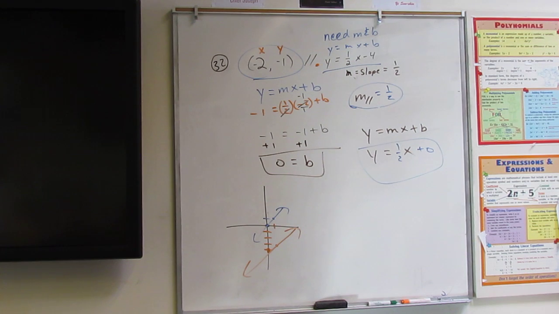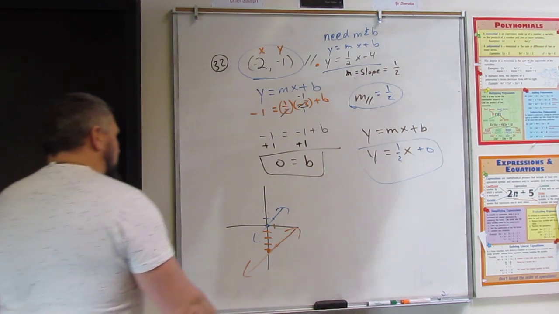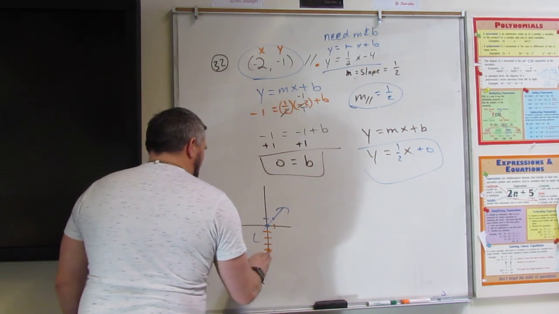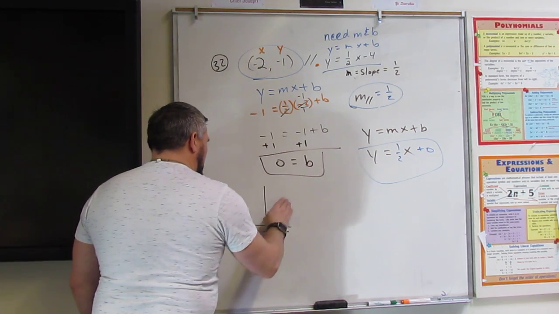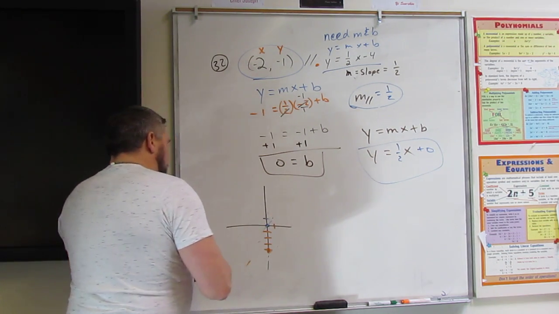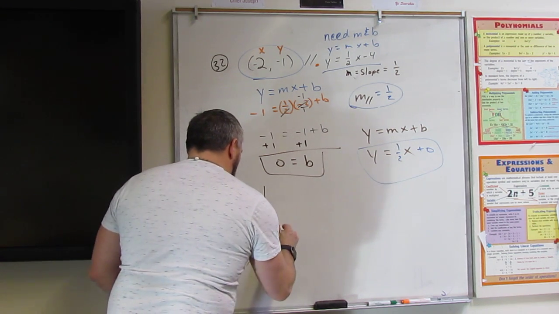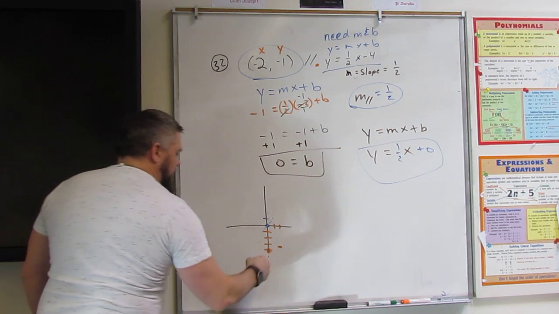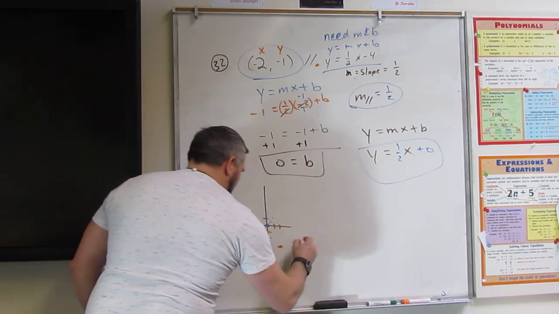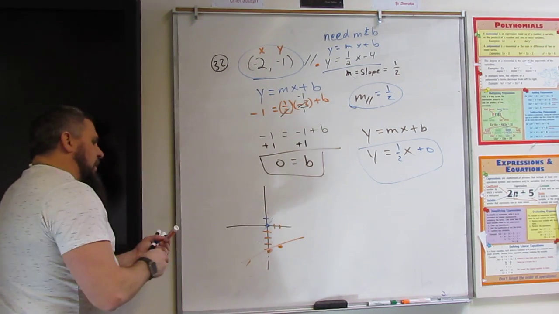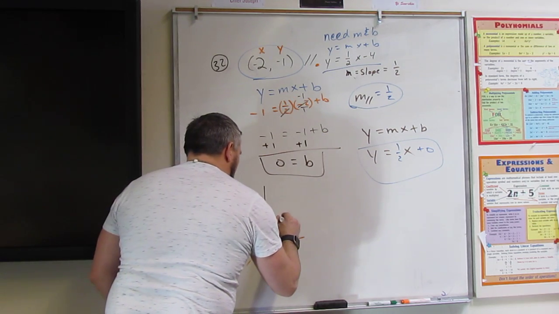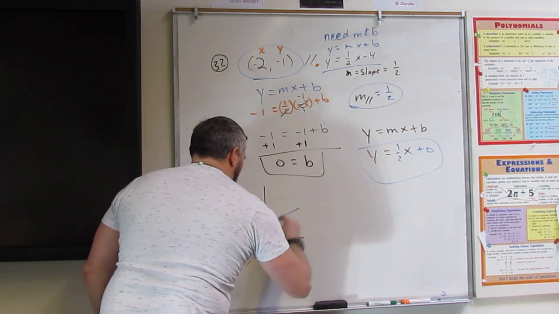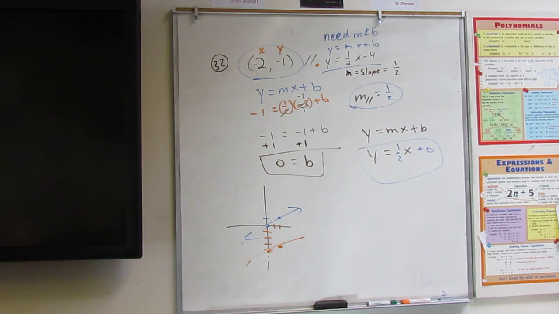Oh wait, it's not up 1 over 1. It's up 1 over 2. Need to pay attention to what I'm doing. Up 1 over 2 is 1/2, rise over run. Same, still up 1 over 2. The slopes are the same, so these have to be parallel.